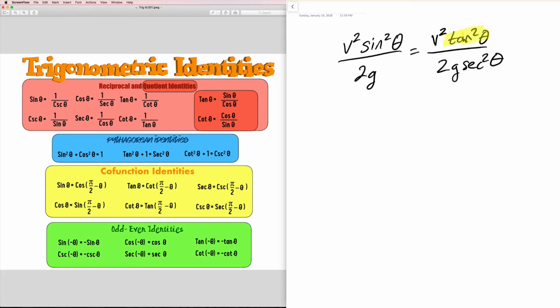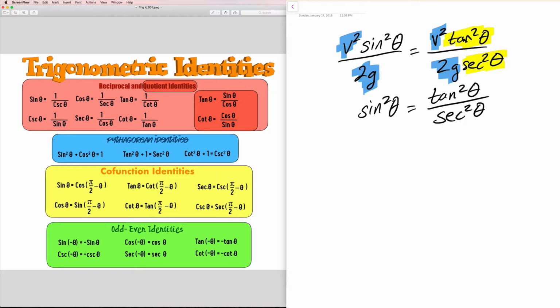And quickly my eyes are drawn to tangent squared theta and secant squared theta. Now you'll notice here that v squared is the same on both, and also 2g is the same. So that means I'm essentially verifying that sine squared theta will equal tangent squared theta divided by secant squared theta. All right, well, let's get started. Where do we want to start first?